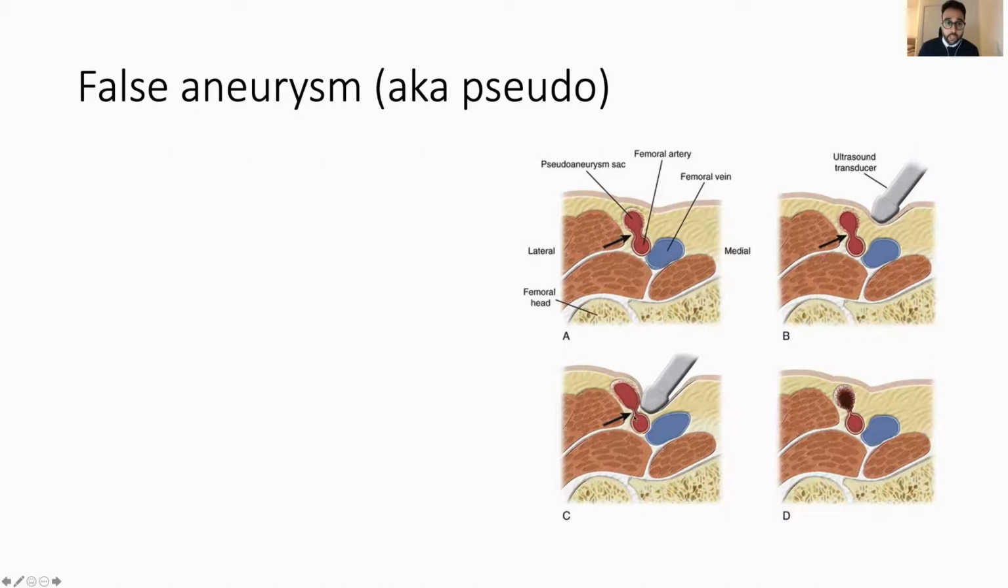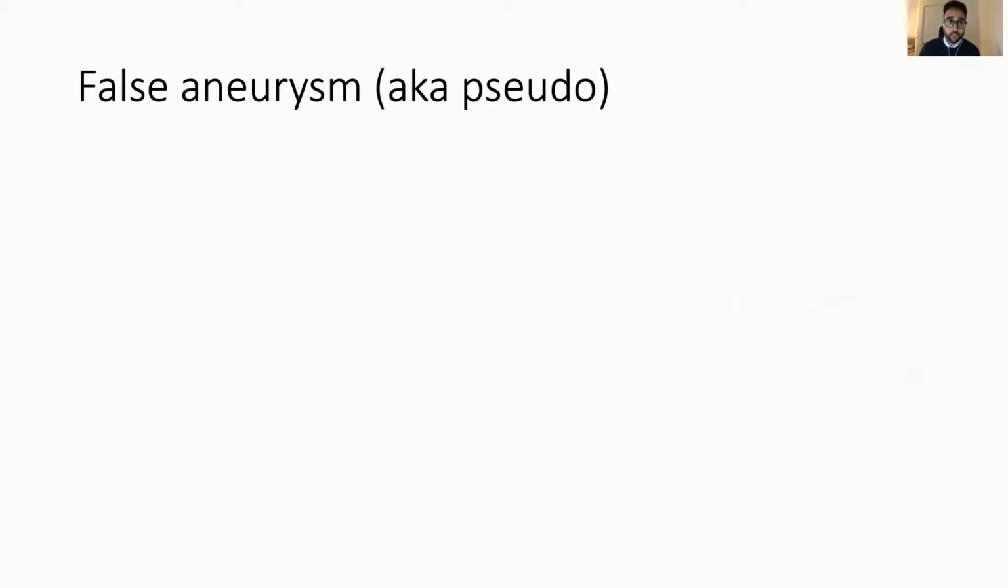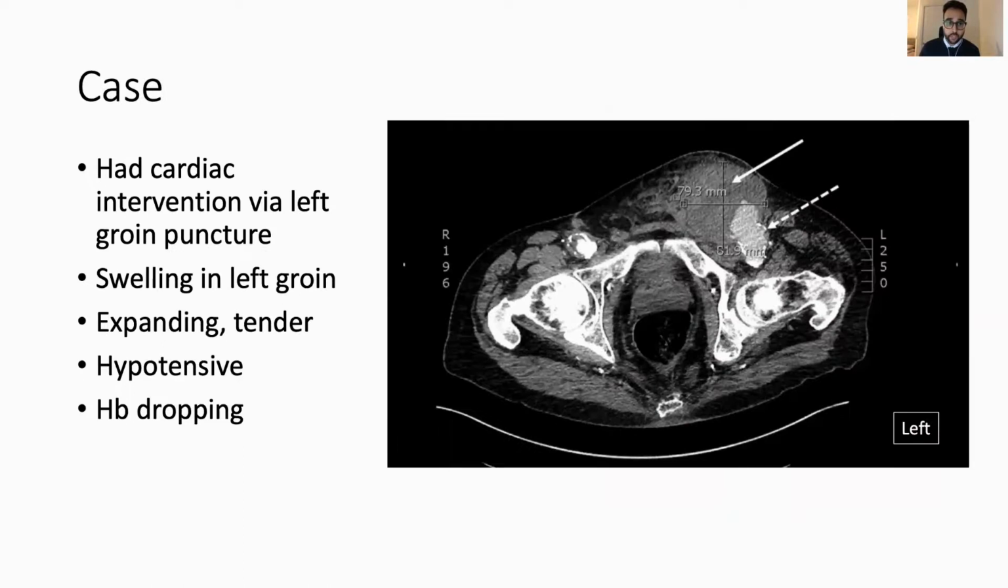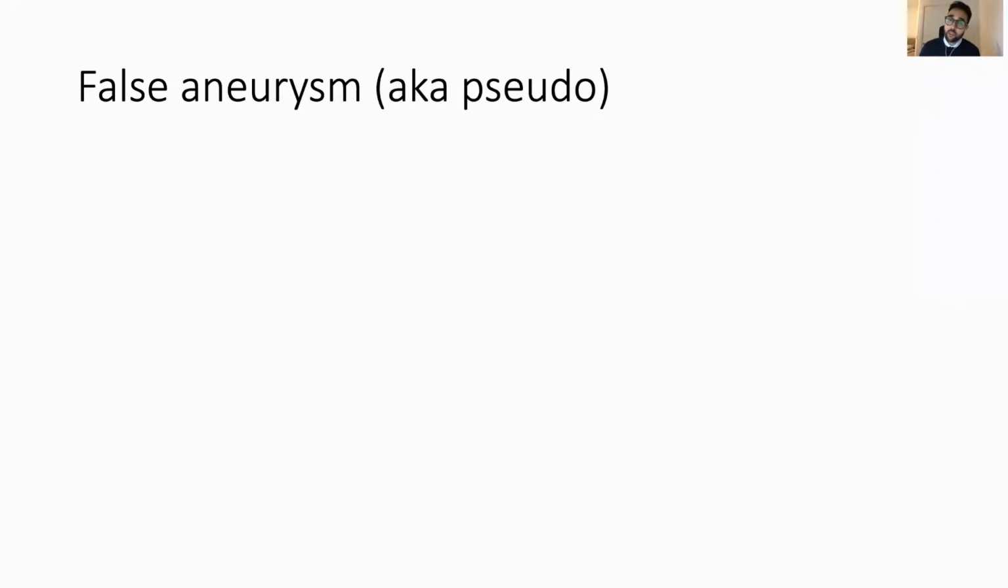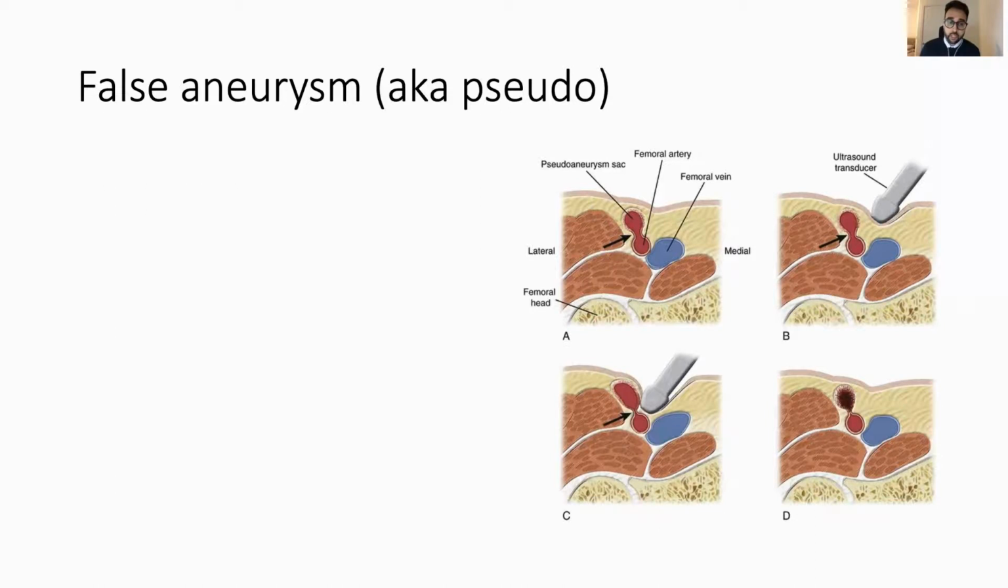Now, if the neck of the pseudoaneurysm, the bit that's damaged and connected to the cavity, is large, then you can't usually do this. At which point we'll have to think about surgical repair. If we think back to our previous patient with this very large pseudoaneurysm, with hypotension and a dropping HB, these ultrasound guided methods are not appropriate here. This patient requires urgent intervention.